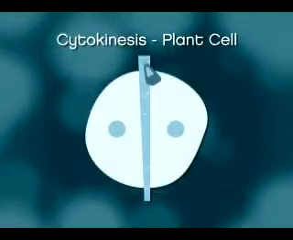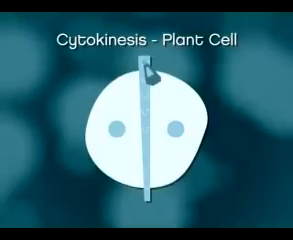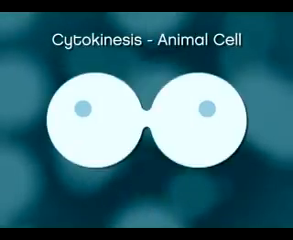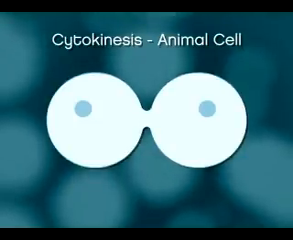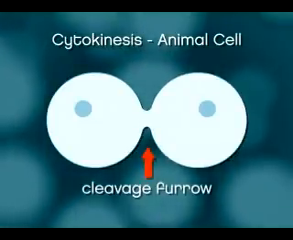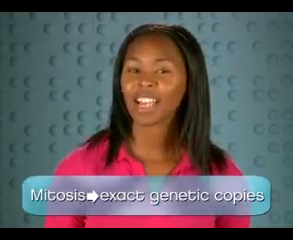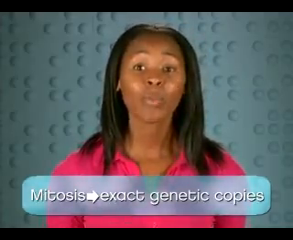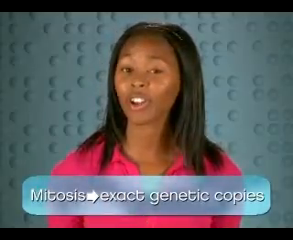Check it out. In a plant cell, a cell plate forms down the middle and separates everything into two cells. Pretty straight up. An animal cell's got a little more style. Animal cells divide along a cleavage furrow. That just means they pinch together and then pull apart. Okay, folks, that's the end of mitosis. We've ended up with two new cells, each exact genetic copies of the original cell we started out with.